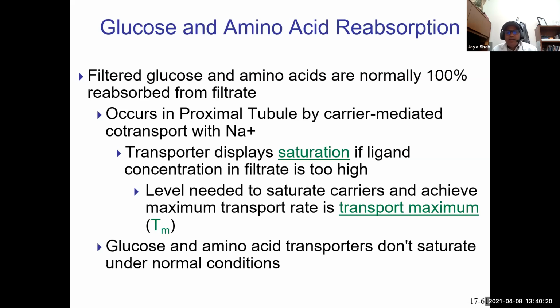And that is the carrier saturation, which is called transport maximum. So the level needed to saturate the carrier and achieve the maximum transport rate is the transport maximum. So if the concentration of your blood sugar increases beyond the transport maximum, then sugar will appear in your urine. And that happens in type 2 diabetes, in diabetes.